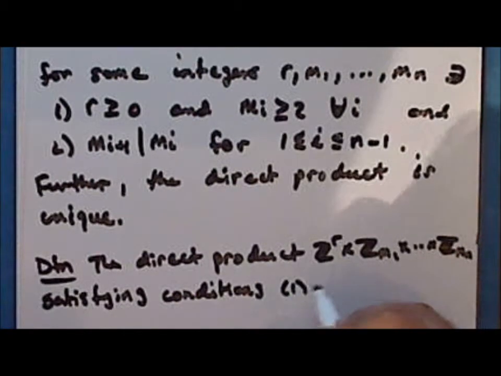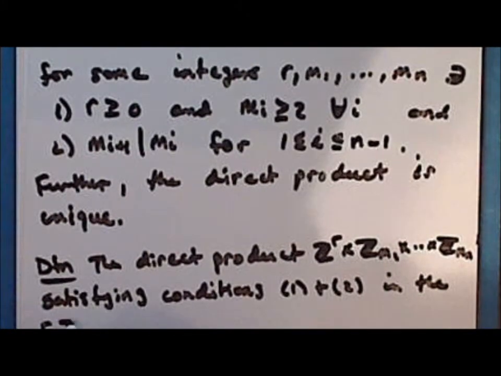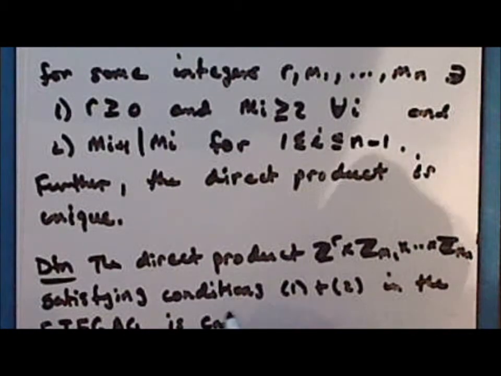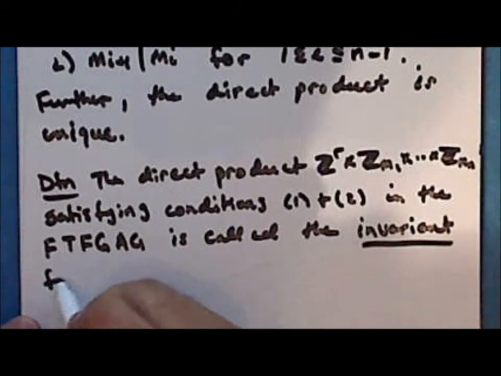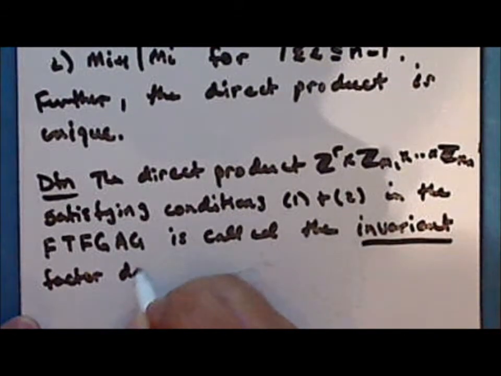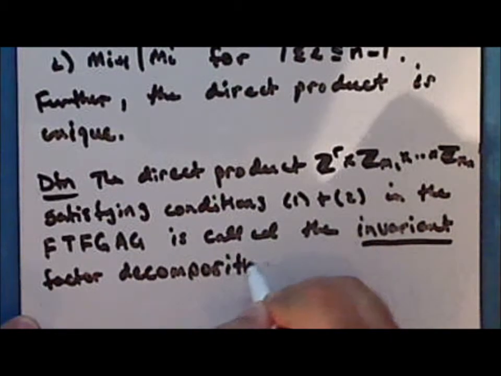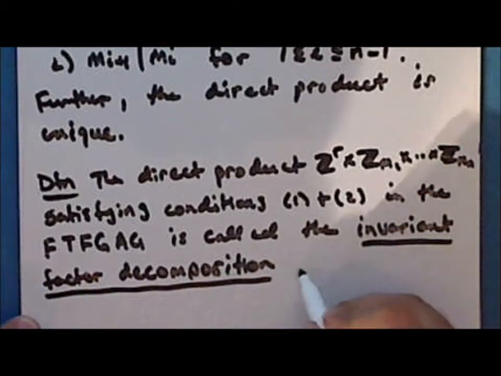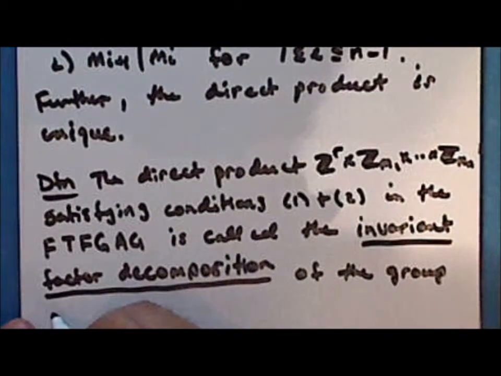conditions 1 and 2 in the fundamental theorem of finitely generated abelian groups is called the invariant factor decomposition of the group G.